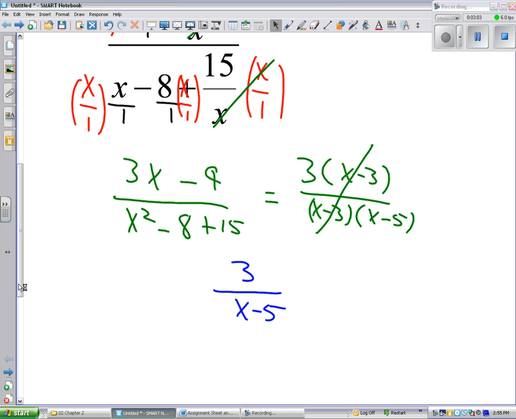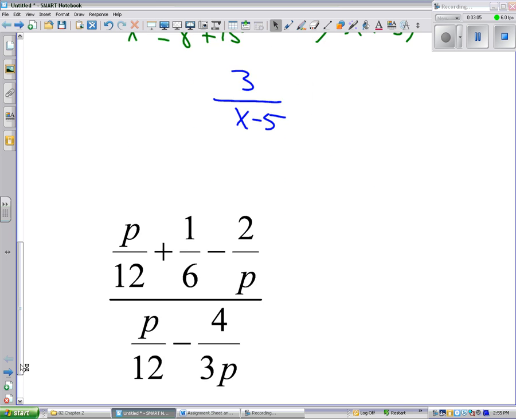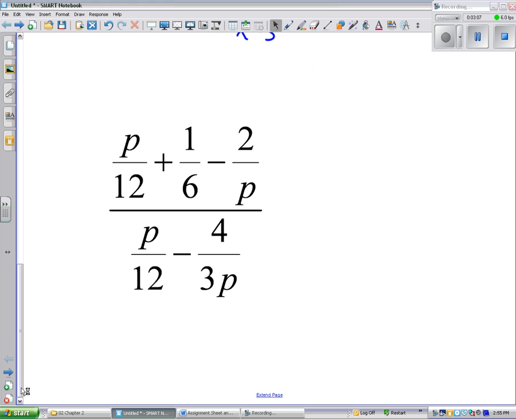Now, let's try another problem. This time, we have p over 12 plus 1 over 6 minus 2 over p, all over p over 12 minus 4 over 3p. This looks complex, but if we follow our steps, we'll be fine. Our first step is to make sure each part has a small fraction, which is already established. Each of the fractions in the numerator and denominator are already written as fractions.